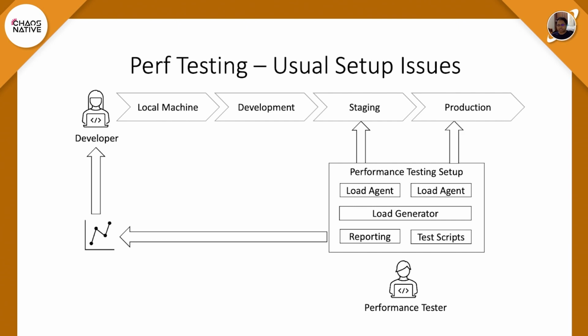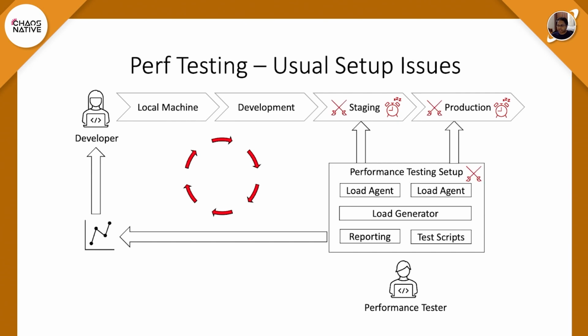So what's wrong with this setup? The first problem is the fact that if we are identifying the issue as late as staging or production, it's already quite late in the cycle, right? And what's worse is if we identify the issue in staging or production, then it takes an equal amount of time to fix the issue, iterate over it, and bring it all the way from local machine to development to staging. And that's not it, right?